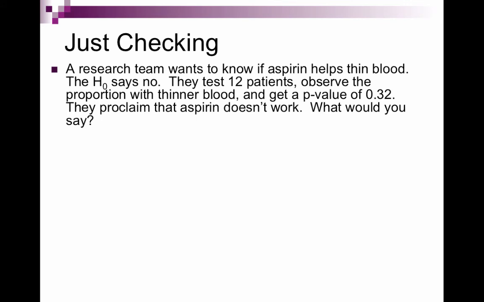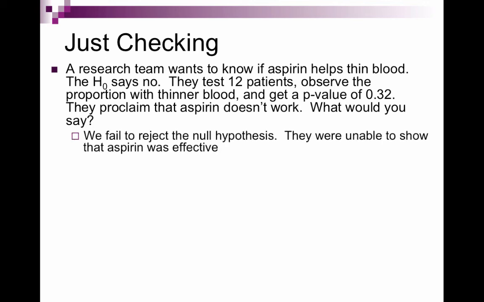So let's try just checking really quickly. A research team wants to know if aspirin helps thin blood. The null hypothesis says no, it does not. They test 12 patients, observe the proportion with thinner blood, and then calculate a p-value of 0.32. They claim that aspirin doesn't work. What would you say? In this case, we would say that we failed to reject the null hypothesis. A high p-value means that we are not very surprised, and it is in line with our null hypothesis. Therefore, we failed to reject it. They were unable to show that aspirin was effective.